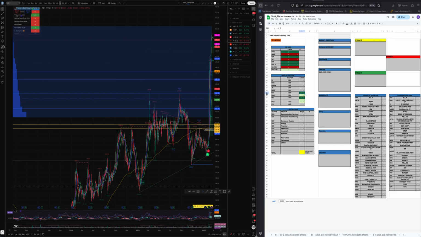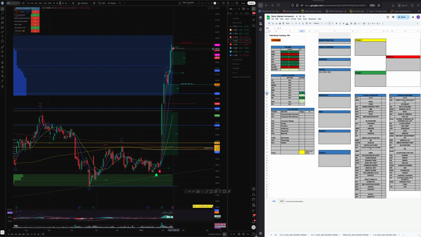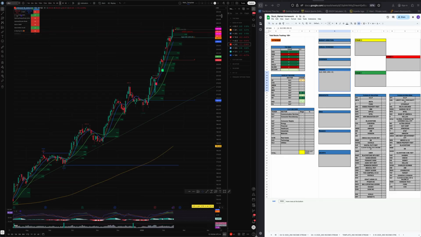Verizon. Verizon roofing. Boom. Verizon tapped back up again. Oof. This is a three. Could tap, put it, but it's not a high probability trade, but I'll put it.